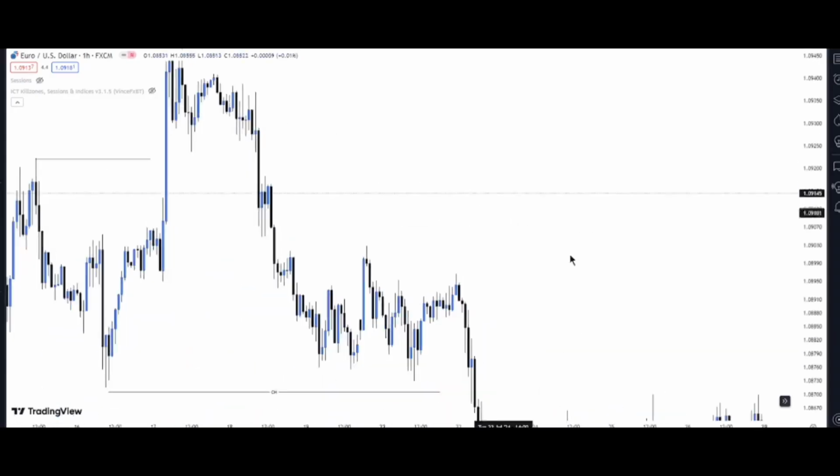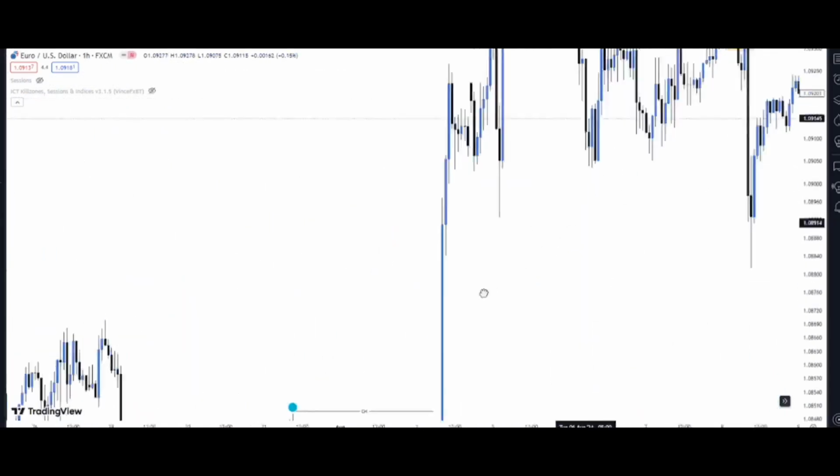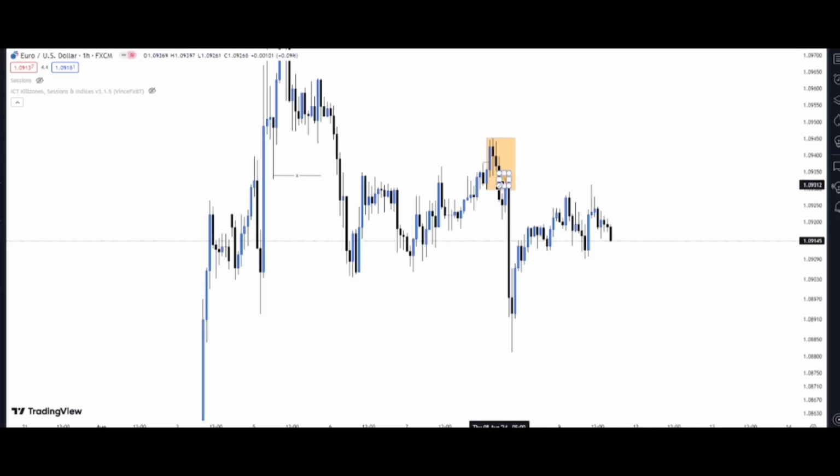Now let's get back, let's look at this 1H again. Where are we? Now this is where we are on the 1H. This is the refinement, and that's where price came to tap into. After tapping into this, it broke structure here. Look at it. It broke structure right here.